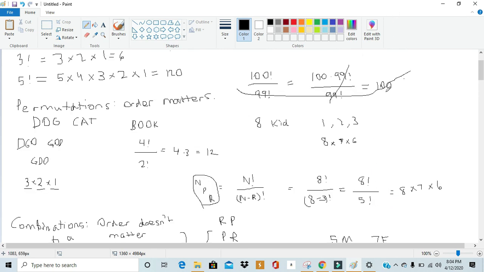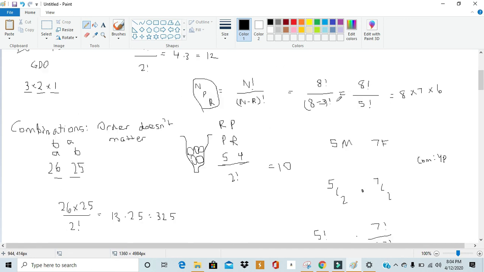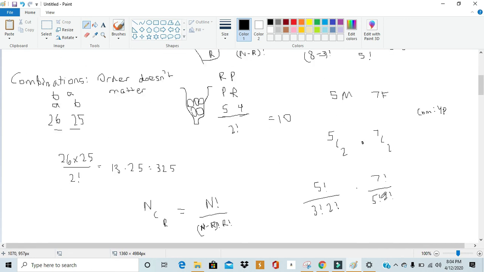Now, remember, this is really saving our butts here. We can just divide the 5 factorial out from both sides and the 3 factorial out from both sides. So we do that, we're left with 5 times 4 over 2 factorial and 7 times 6 over 2 factorial. So 5 times 4 over 2 factorial would give us 10. And then 7 times 6 over 2 factorial would give us 21. So there's 210 different ways to pick a committee of 4 people from these 2 groups.